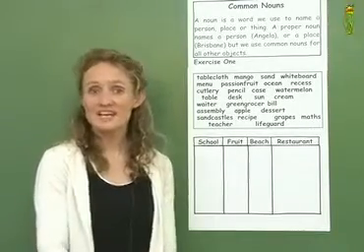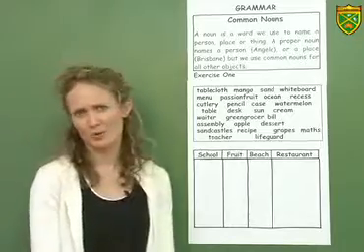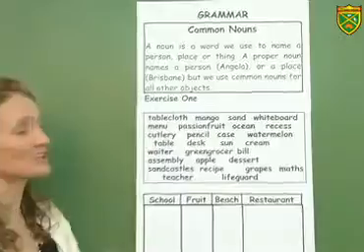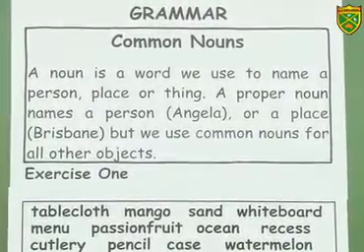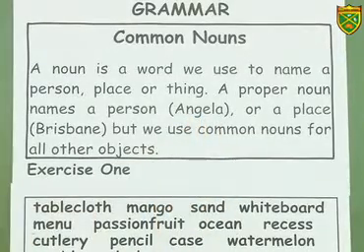Our grammar section today, we are looking at common nouns, okay? So we all know what those are, don't we? Let's just check that we remember. A noun is a word we use to name a person or a place or a thing. A proper noun names a person, okay? So the name might be Angela, or a place, Brisbane.